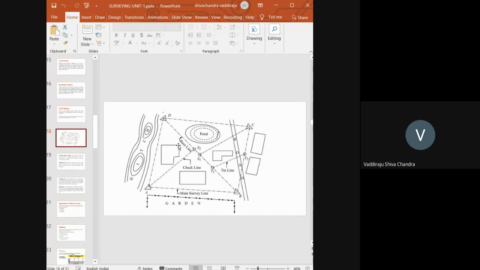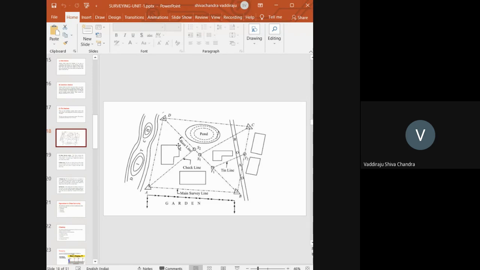Yes or no? Yes, sir. So it is nearer to which point? It is nearer to D, right? D. It is nearer to D. Okay. But suppose I want to measure it from A.